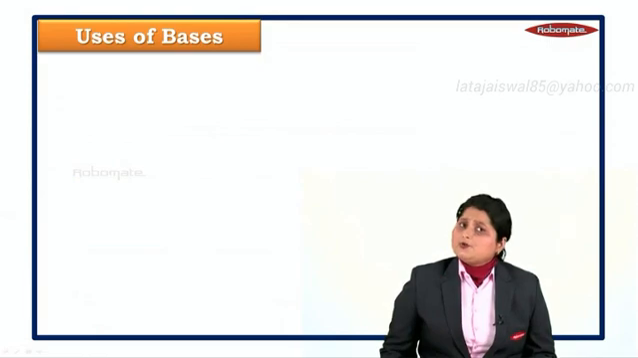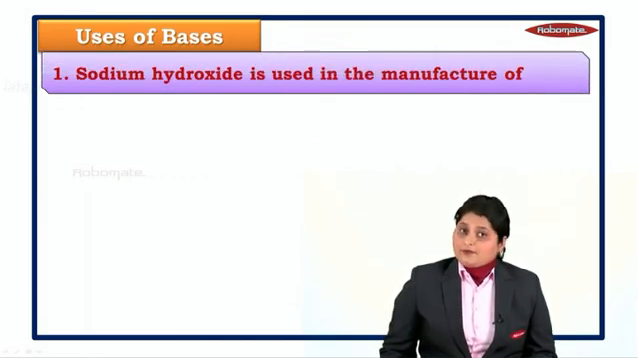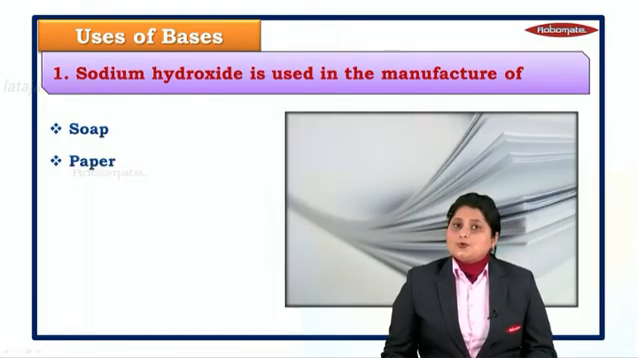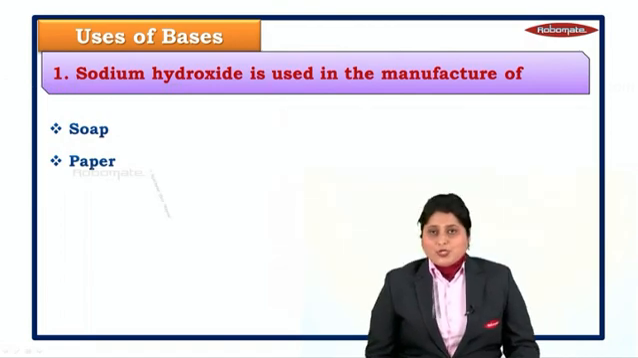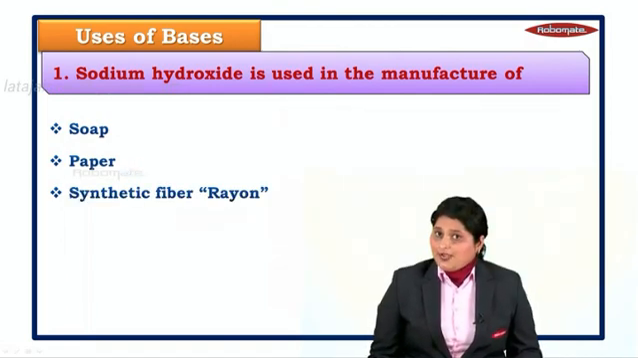Now what are the different uses of bases? Let's understand. Use number 1. The first and the most important base, that is sodium hydroxide. Sodium hydroxide is used in the manufacture of soap. Sodium hydroxide is used in making of paper. Sodium hydroxide is used in synthetic fiber, that is rayon.